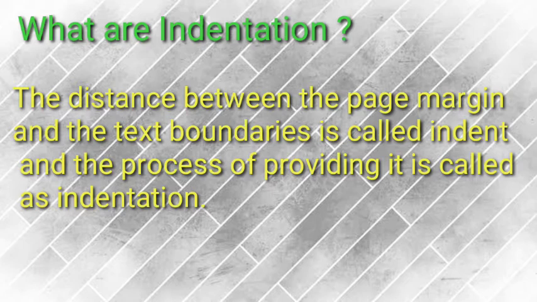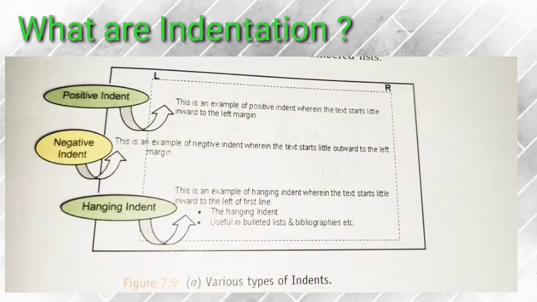Let us understand this by this image. So here in this image you can see that the text which is inside the page margin and the page boundary is called as positive indent, and which goes outside the page margin, that is called as negative indent, and which is hanging within the page boundary, it is called as hanging indent.